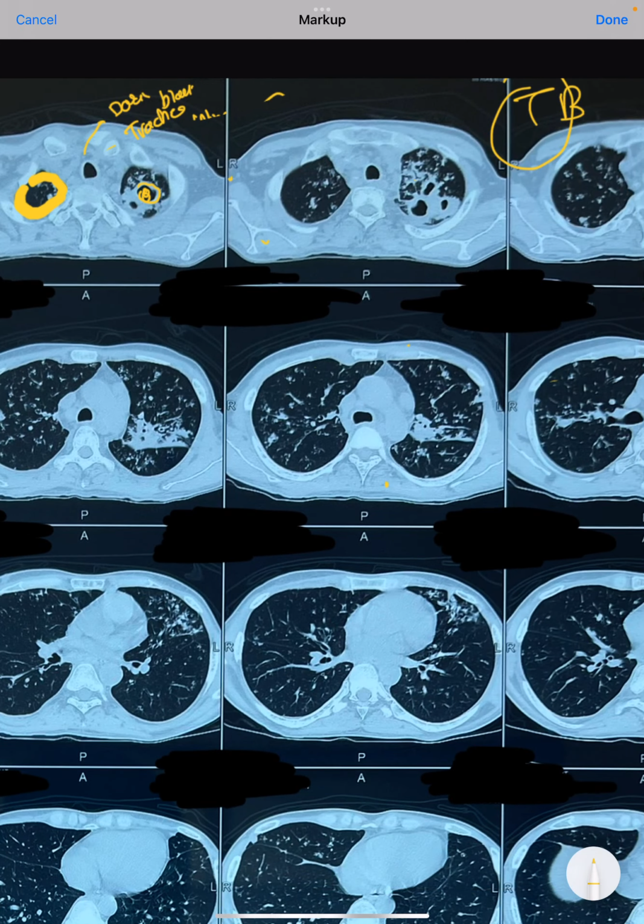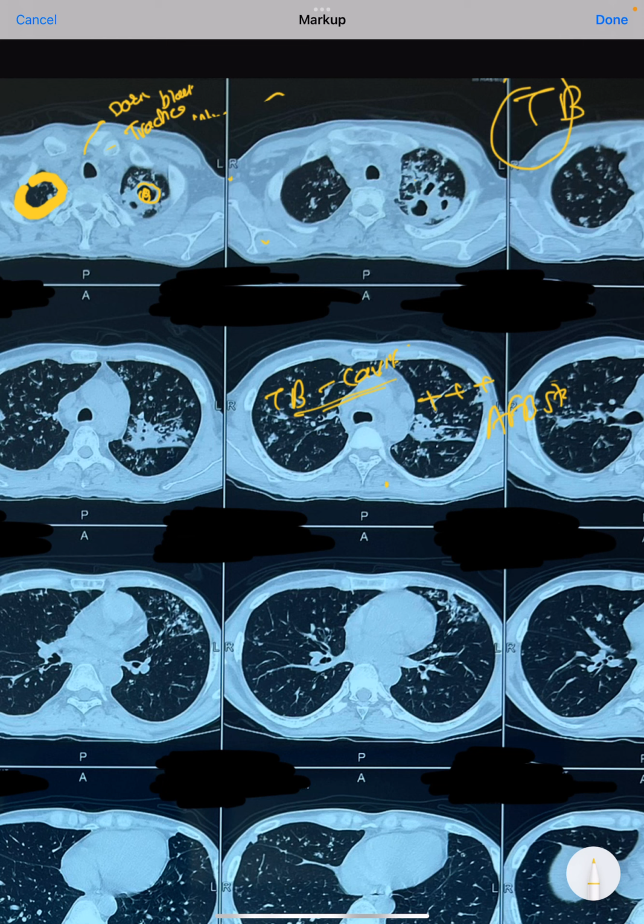There is one more thing. If it is tuberculosis, or a tubercular cavity, then such patients will definitely have a positive AFB stain. In their sputum they will always have 2 plus or 3 plus, loads and loads of tubercular bacilli.